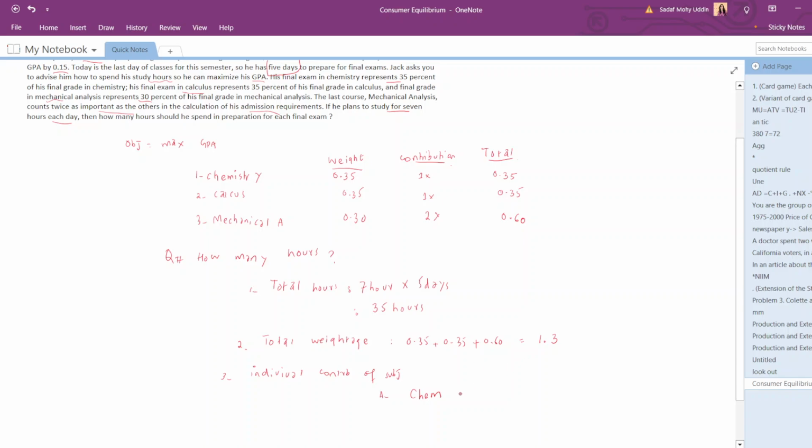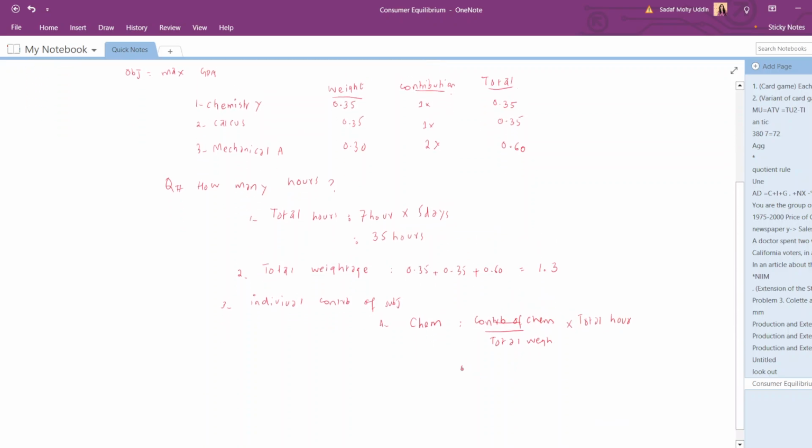For chemistry, your formula is supposed to go like this: contribution of chemistry divided by total weightage times total hours. So this is the formula we're going to go with. It's a basic algebraic calculation. In this case, we're going to first put in the contribution of chemistry, which was 0.35. Then we put down the total weightage, which is 1.3, and the total hours, which is 35. So solve it. That will give us approximately 9.42 hours spent on this.